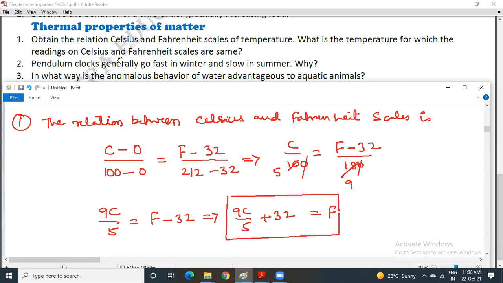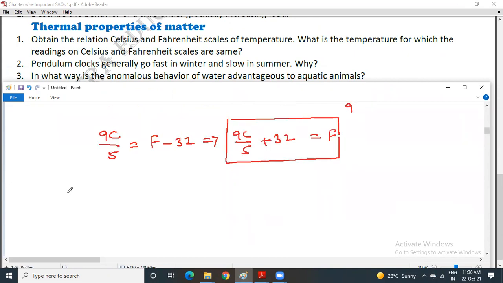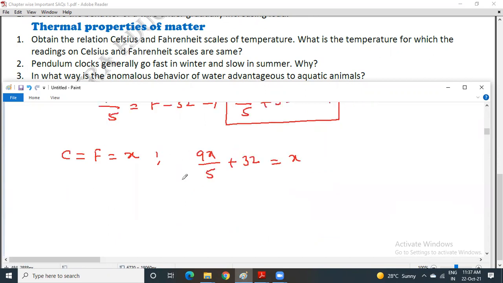What is the temperature for which readings on Celsius and Fahrenheit scales are same? Now, as per the question, Fahrenheit scale and Celsius scale readings are same, so you treat them combinedly as X. Now you substitute X in place of C and F. So 9X by 5 plus 32 is equal to X. Now you take the LCM. So 5 is the LCM, 32 into 5 is 160, is equal to 5X.